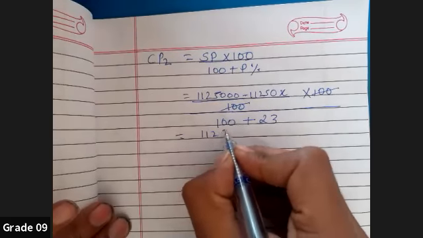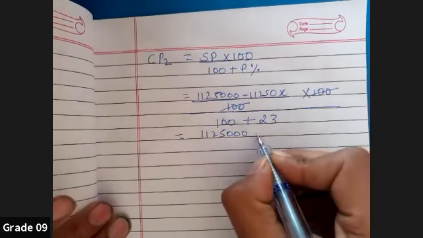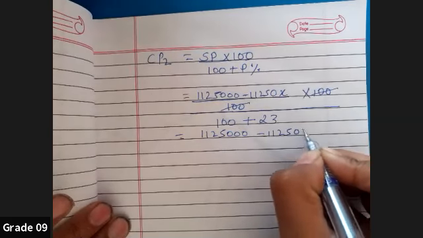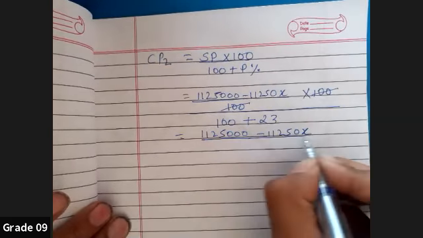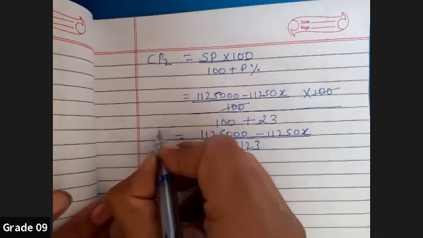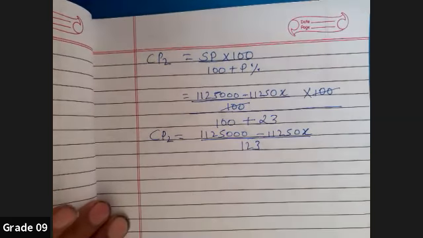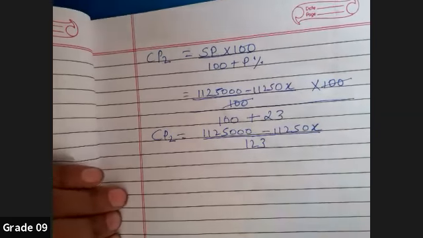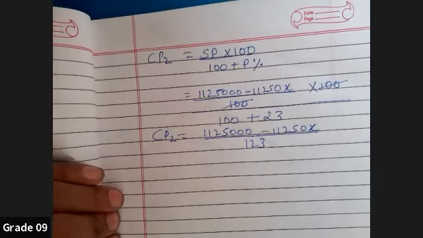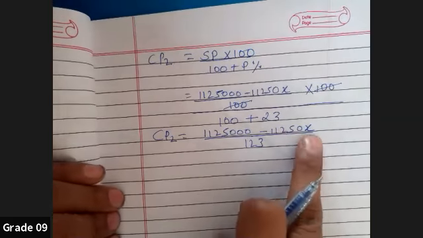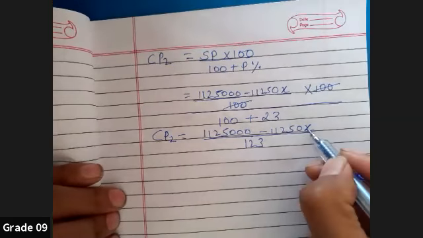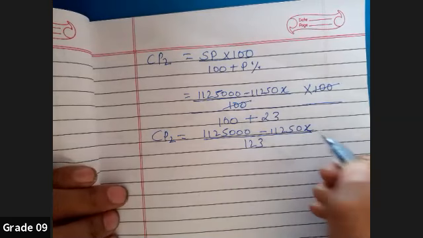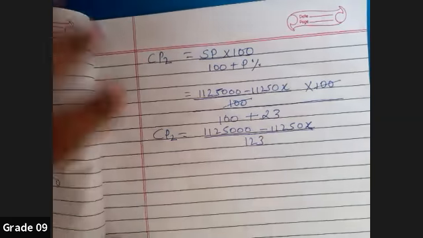So 1125000 minus 11250x divided by 123 is your second cost price. Now the question is asking by how much the new discount percent should change, but we have still not found the value of x. So you need to understand one thing.